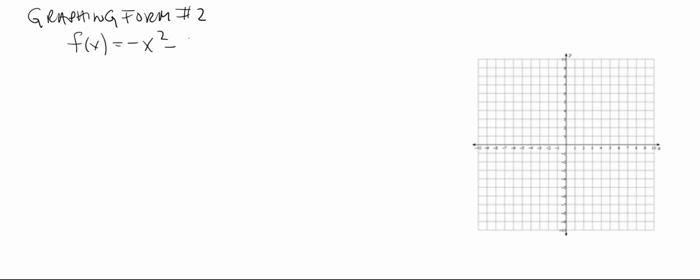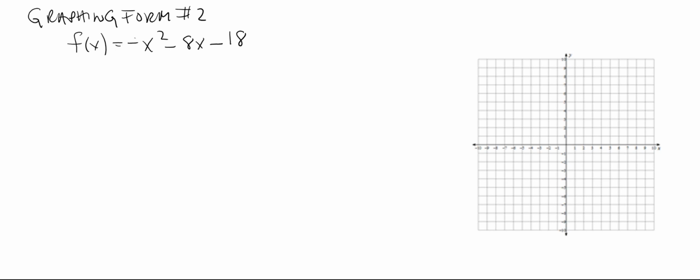Alright, so the second graphing form that we want to do is graphing form number 2, and it's going to be f of x equals negative x squared minus 8x minus 18. Okay, so in this problem, this is different because we have that negative right there. And when we complete the square, the a has to be 1. So we need to take care of and kind of move this negative so we can complete the square.